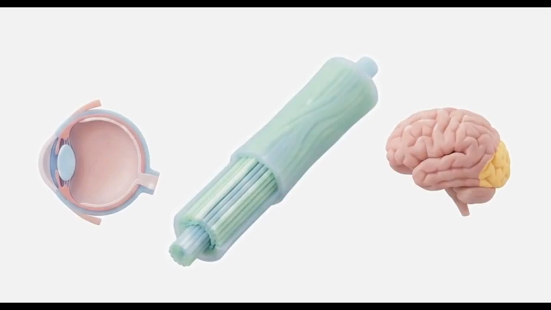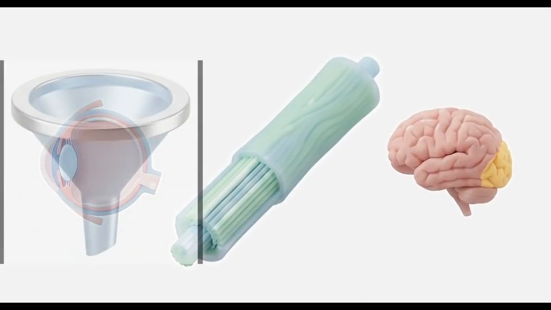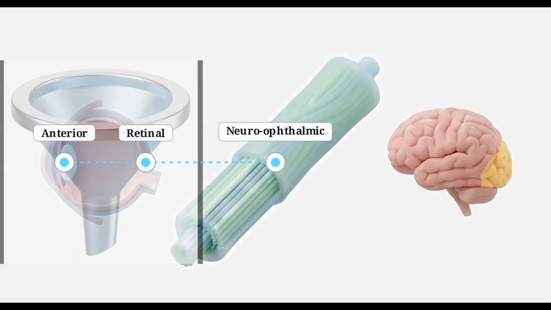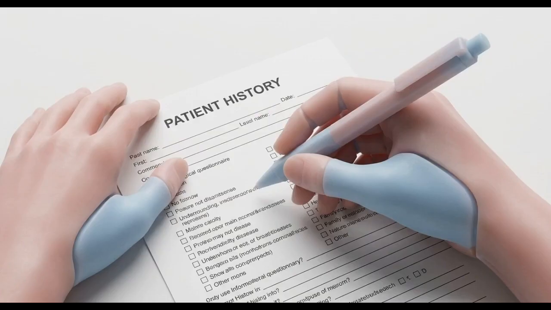To isolate the cause, we use a diagnostic funnel. This allows us to move through the anatomy of the eye, determining if the pathology is anterior, retinal, or located within the neuro-ophthalmic system. The first stage is a targeted history to define the exact nature of the deficit.